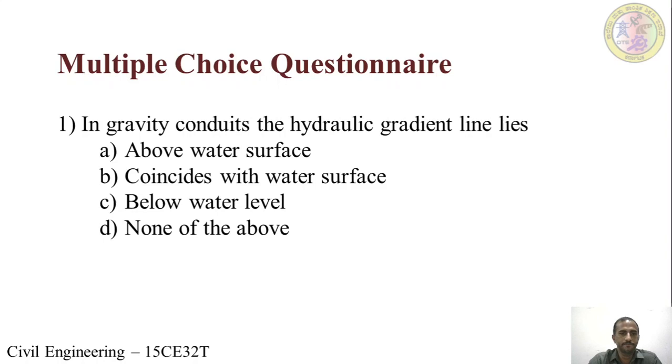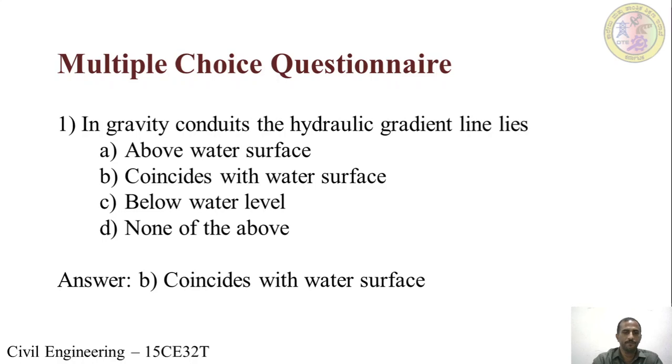Question number 1. In gravity conduits, the hydraulic gradient line lies A. above water surface, B. coincides with the water surface, C. below water level, or D. none of the above. And the answer is B. coincides with water surface. Since the water flows in gravity conduits freely open to atmosphere, the hydraulic gradient line coincides with the free surface of the water.